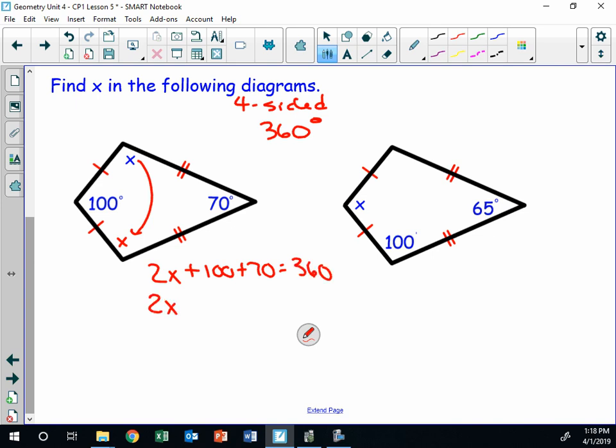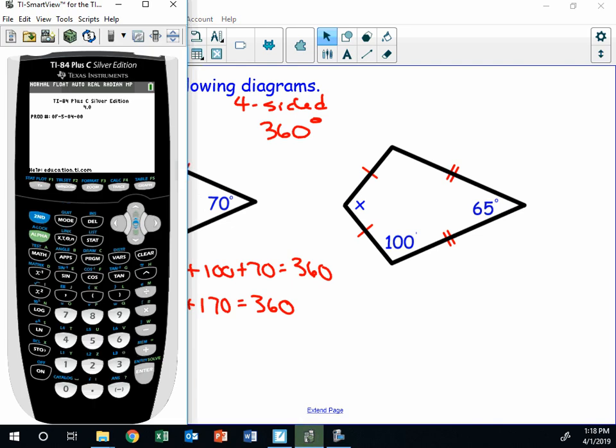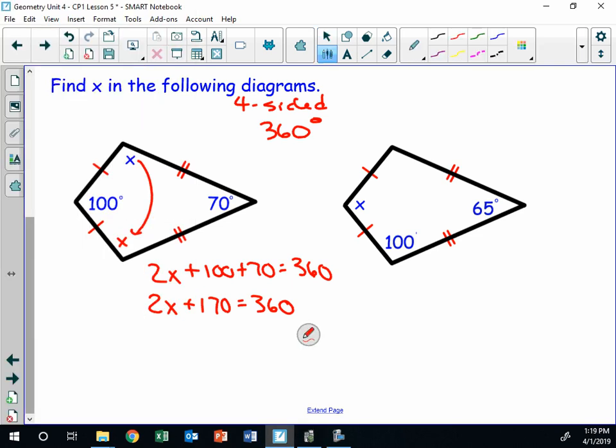Then we have 2x plus 170 equals 360. And then we can finish our algebra here quickly, subtracting 170 and dividing by 2. So 360 minus 170 gives us a total of 190. Divide that into the two non-vertex angles, and we get a total of 95 for each. So we have 95 degrees for the upper angle, 95 degrees for the lower angle.